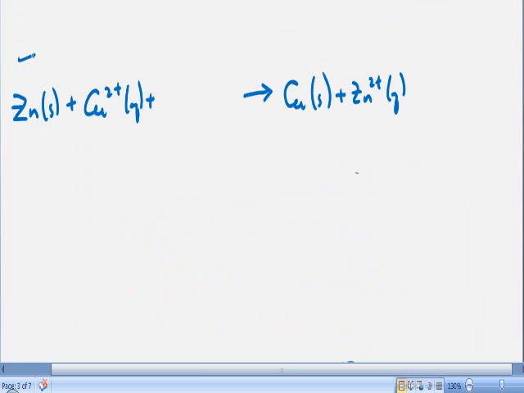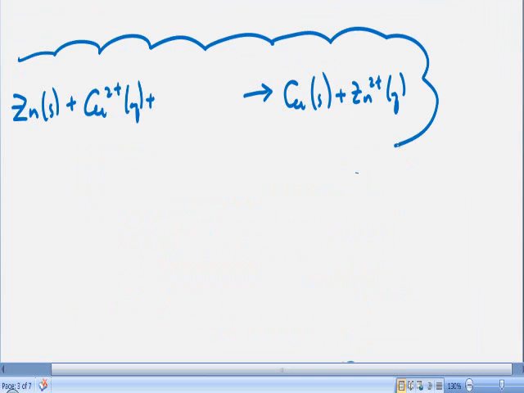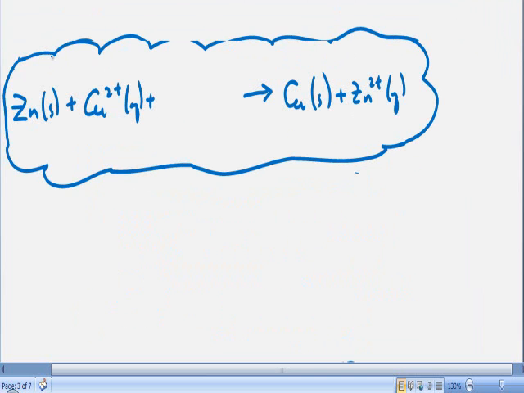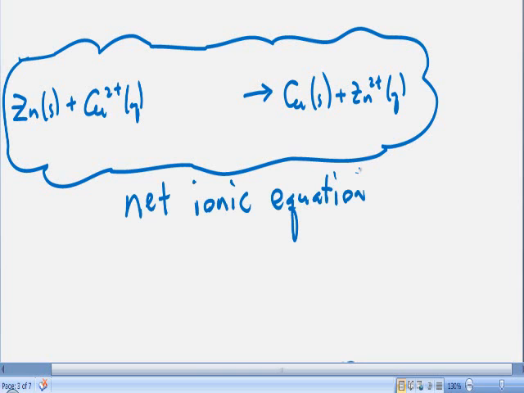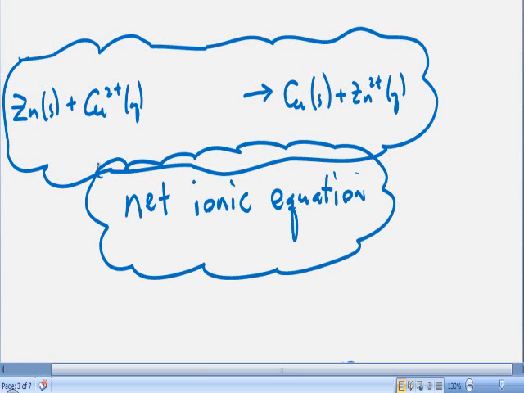Once the spectator ions are removed, we have a reaction that shows only the actual chemicals that are changing as part of the chemical process. The nitrate ions have been eliminated because they did nothing and remained unchanged in the reaction. This simplified version of our balanced equation is known as a net ionic equation, and it shows only the chemicals that actually undergo a chemical change in the reaction. All spectators, or ions that do nothing and remain unchanged between reactant and product, have been eliminated.